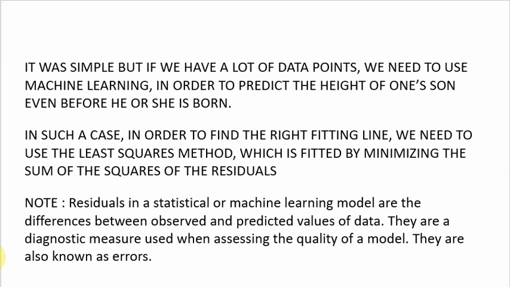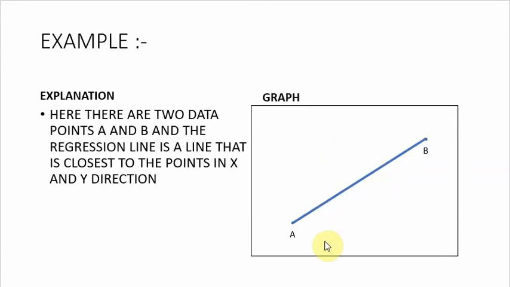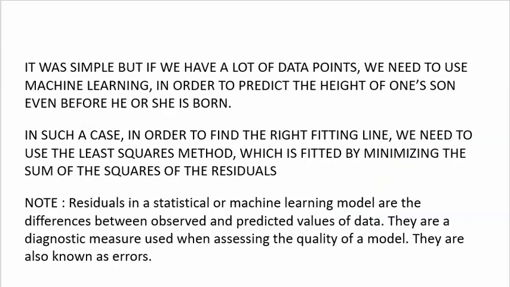However, if you have a lot of data points, for example a cluster of data points, we need to use machine learning in order to predict the height of a son even before he or she is born. In such a case, in order to find the right fitting line, which line would fit rightly, we need to use the least squares method, which is fitted by minimizing the sum of the squares of the residuals. This might seem a bit complex to you, but let me explain.